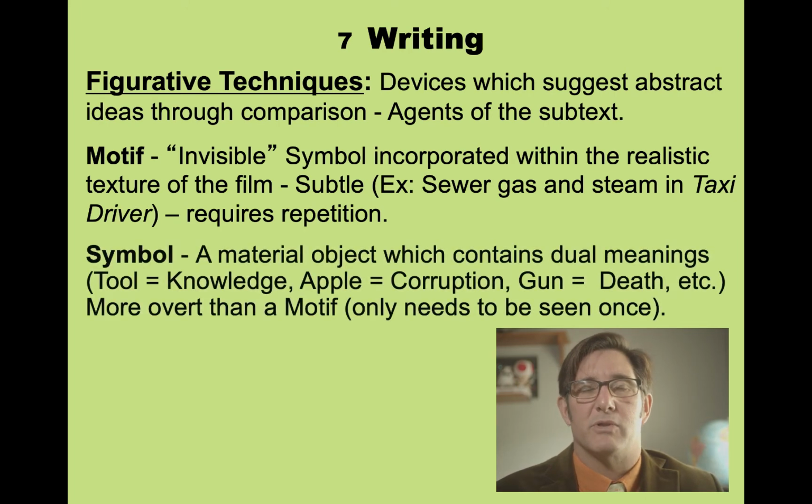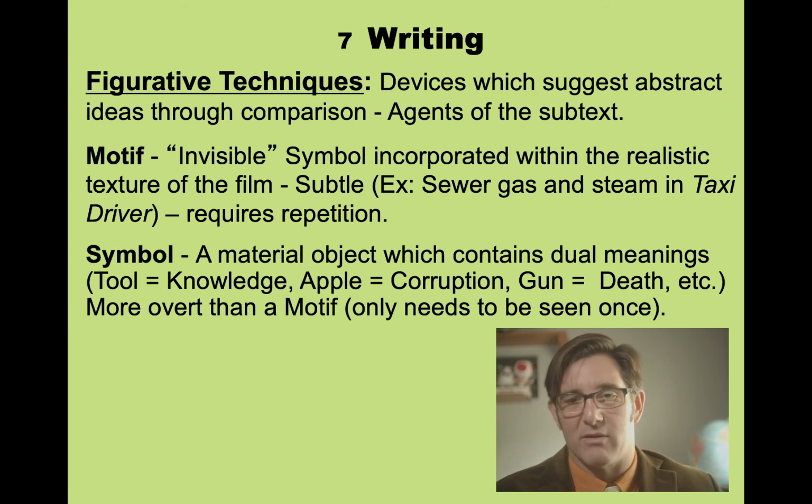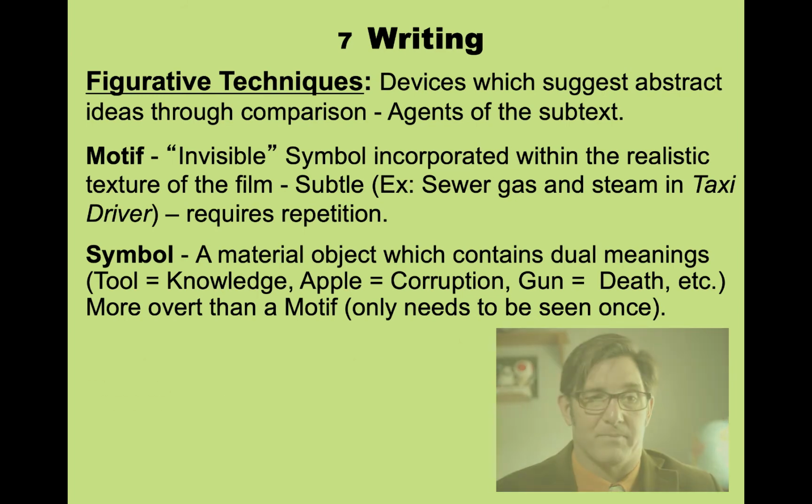Next we have a symbol, which is going to be a material object which contains dual meanings. This is definitely going to be a little more overt than a motif. So a tool could equal knowledge or something. An apple equals corruption, if we're going to get biblical here. A gun could equal death, etc. It's going to be more overt than a motif, as I said, and it only needs to be seen once. Very often in a film, if somebody has some kind of object, it is going to be symbolic in some way, shape, or form. Depending on the type of film, how overt that's going to be, whether it's a sledgehammer trying to hit you over the head, it's really going to depend.